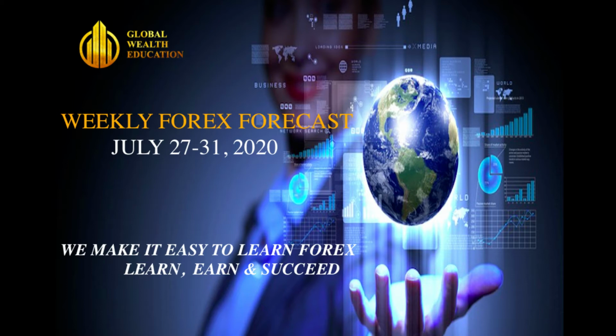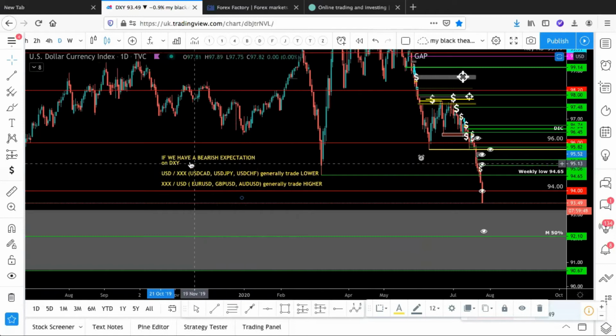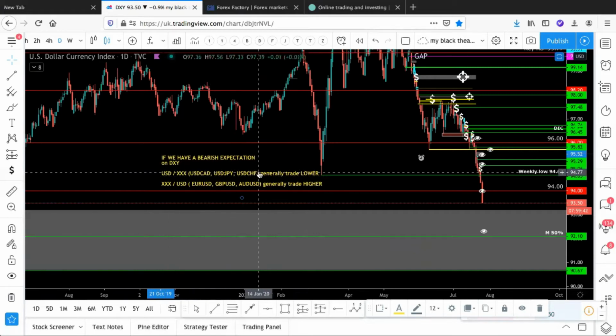Let's jump into DXY. Why do we always look at the dollar index to understand the direction and moves of the other major pairs? Pairs like GBPUSD, EURUSD, AUDUSD and USDCAD are dollar-based pairs. If you have a bearish expectation on the dollar index, then dollar-based pairs like USDCAD, USDJPY, USDCHF generally trade lower, and EURUSD, GBPUSD, AUDUSD generally trade higher. If we expect bearish price action on the dollar index, then these pairs have the potential to move higher.